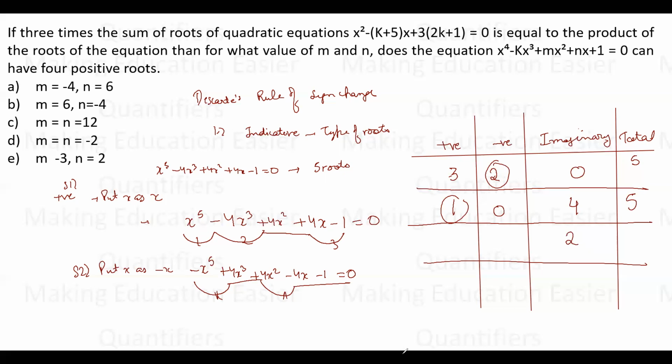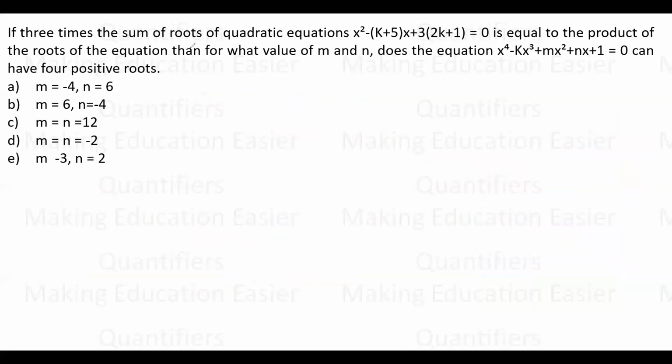Let us see how we can apply it here, right? वो कहता है if 3 times the sum of roots of the quadratic equation x² − (k+5)x + 3(2k+1) = 0 is equal to the product of roots, right? Then for what value of m does this equation have 4 positive roots? उसी की वैल्यू के लिए उसके 4 पॉजिटिव रूट हो सकते हैं. अब m and n मुझे दिया हुआ है, m and n I will substitute and I will look for the sign changes, but this k can, if this k is negative, this whole will be positive, and if this k is positive, it will remain as it is, right?